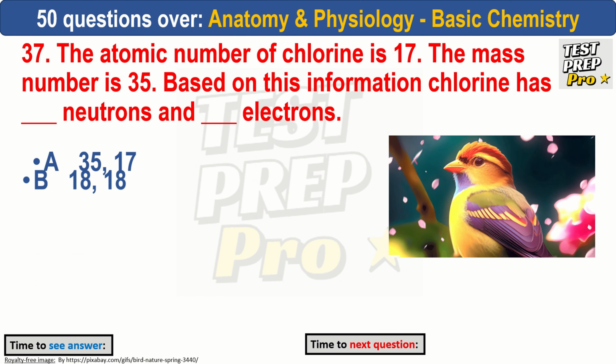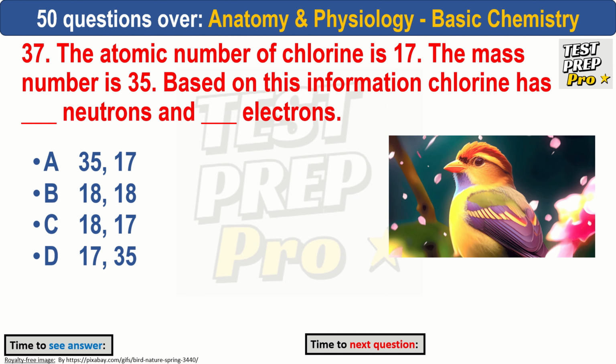The atomic number of chlorine is 17. The mass number is 35. Based on this information, chlorine has blank neutrons and blank electrons. Is the answer A, 35 and 17, B, 18 and 18, C, 18 and 17, or D, 17 and 35?